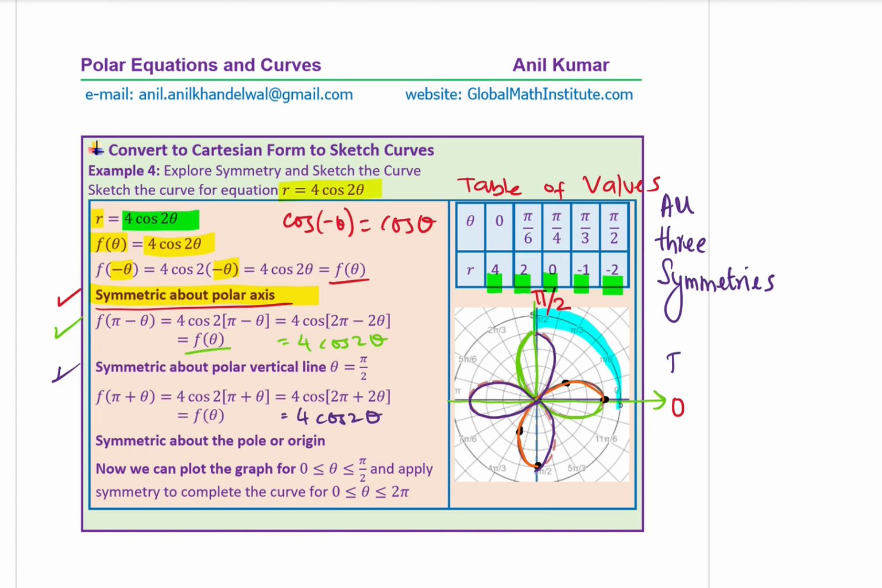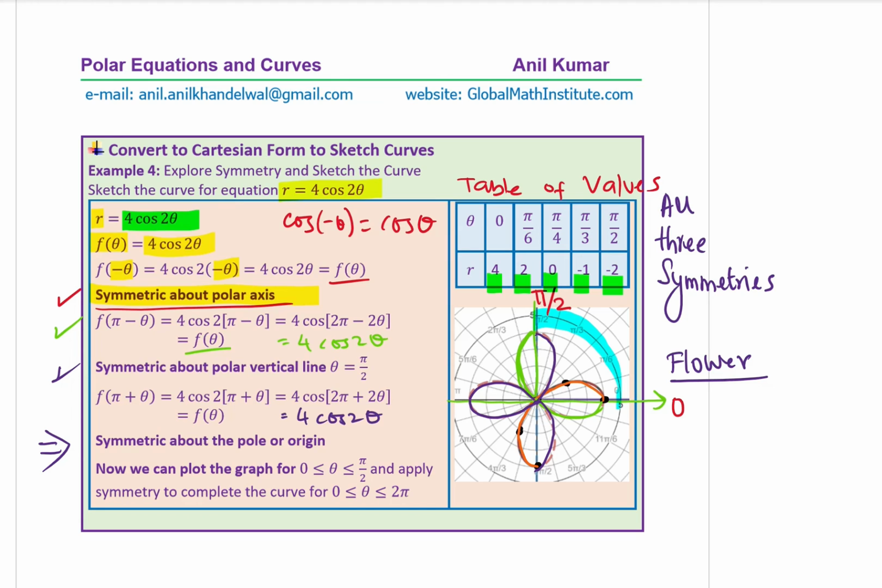So we have a flower here using these two symmetries. Well, what you notice here is that if a curve is symmetric about the vertical, theta equals pi by 2, and the horizontal polar axis, then it is also symmetric about the origin, correct? So this is implied, right? That implies the third symmetry. And what you get is the complete graph. Do you see the beauty?